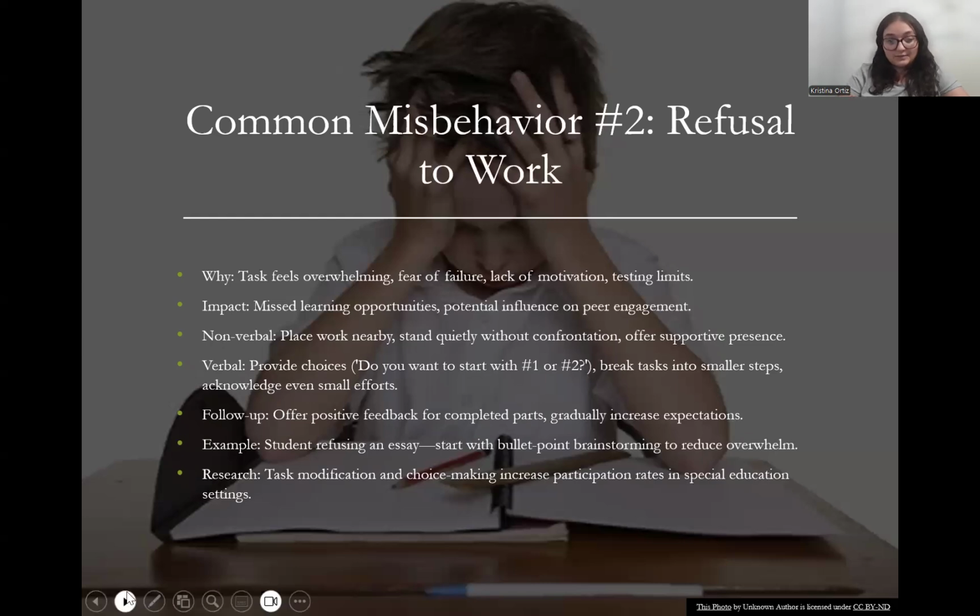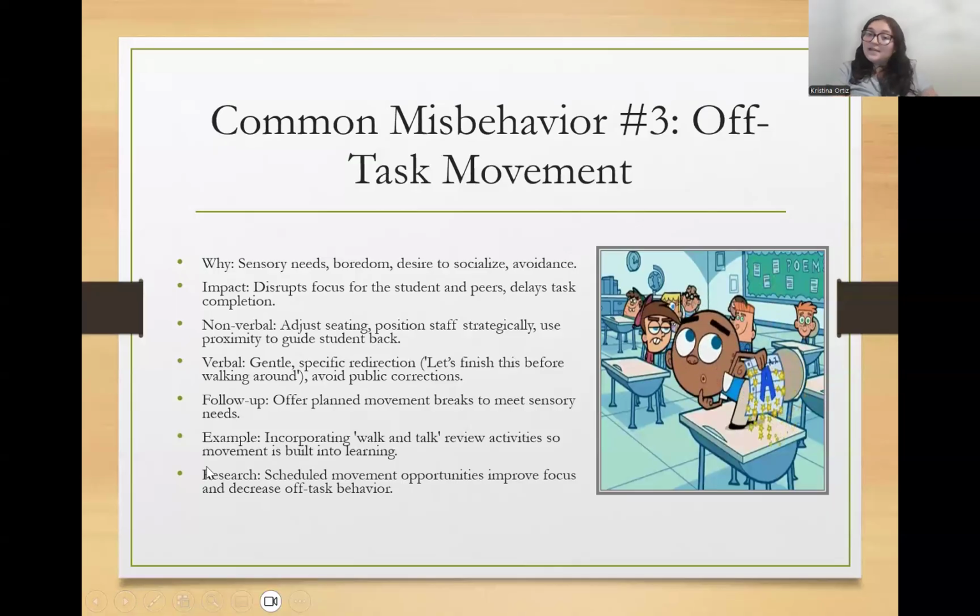And you're modifying the task to make it easier for them. Common misbehavior number three, off-task movement. So why does this happen? Sensory needs, boredom, desire to socialize, or even avoidance. The impact is that it disrupts focus for the student and peers and delays task completion.